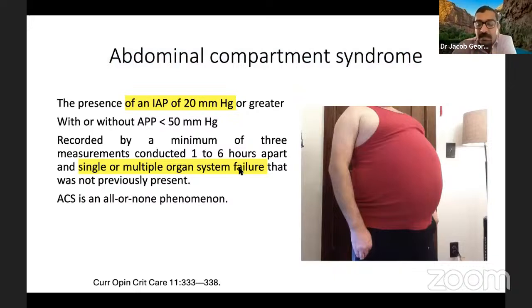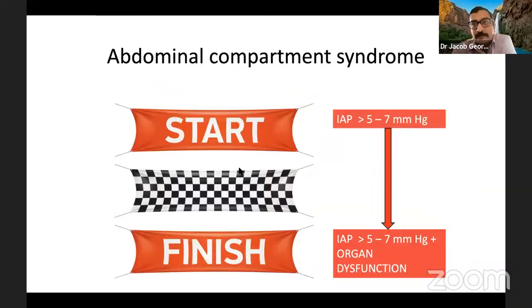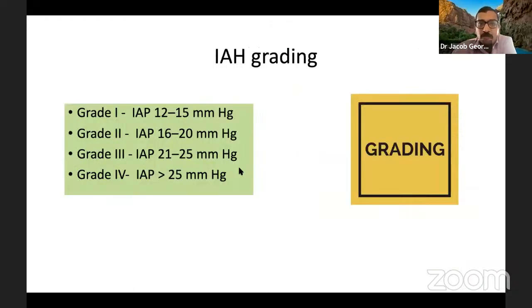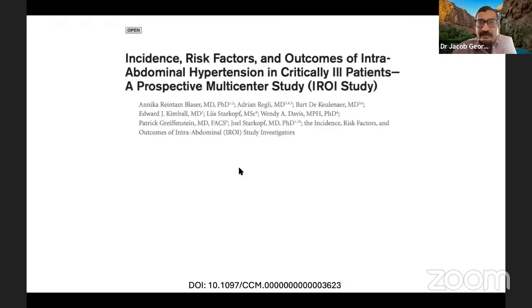Now, abdominal compartment syndrome is an all or none phenomenon. There's no grading for that. It is the end of the spectrum where you start from raised intra-abdominal pressure, or intra-abdominal hypertension, and you have organ dysfunction, you call it abdominal compartment syndrome. It is not graded, as compared to intra-abdominal hypertension, which is defined as a raised IAP more than 12 millimeter of mercury. Again, you should have 3 readings 4 to 6 hours apart, and you may have an abdominal perfusion pressure less than 60. And it is graded into 1, 2, 3, and 4, but ACS is not graded like that.